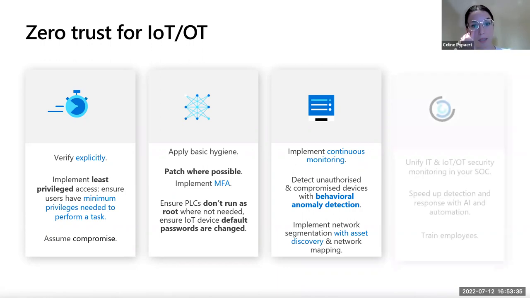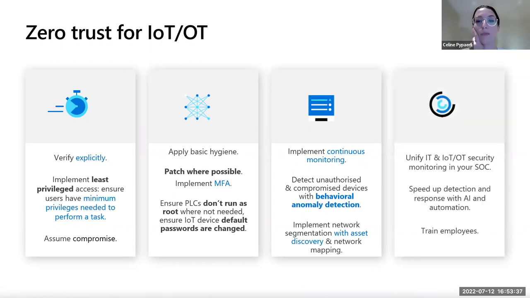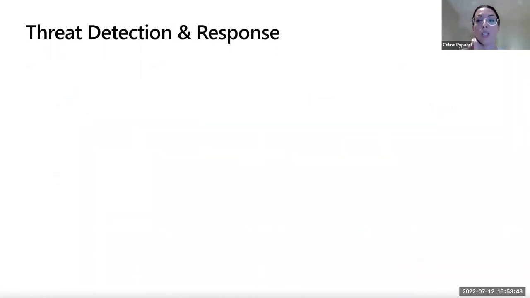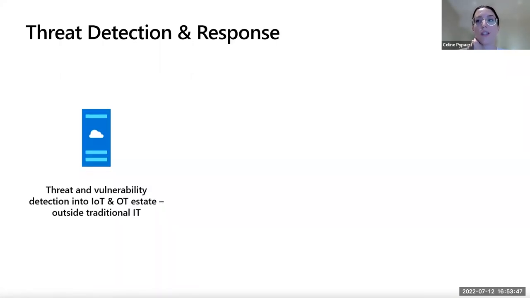And then, again, segmentation and network mapping, and then really make this a part of your security operations, and also train, look at the social psychological aspect, change management and training employees and bridging the gap between teams and between roles.